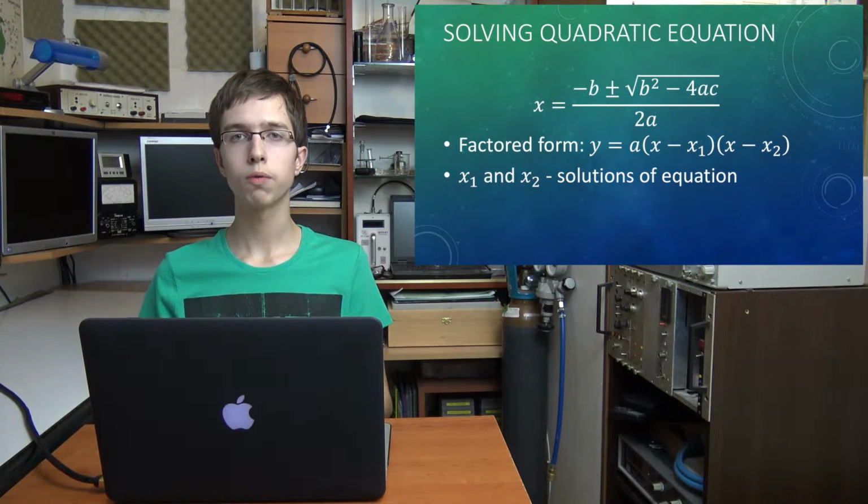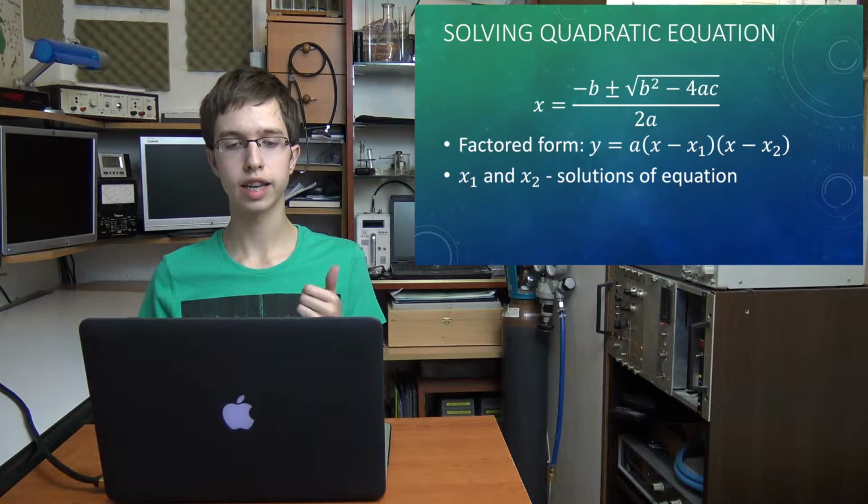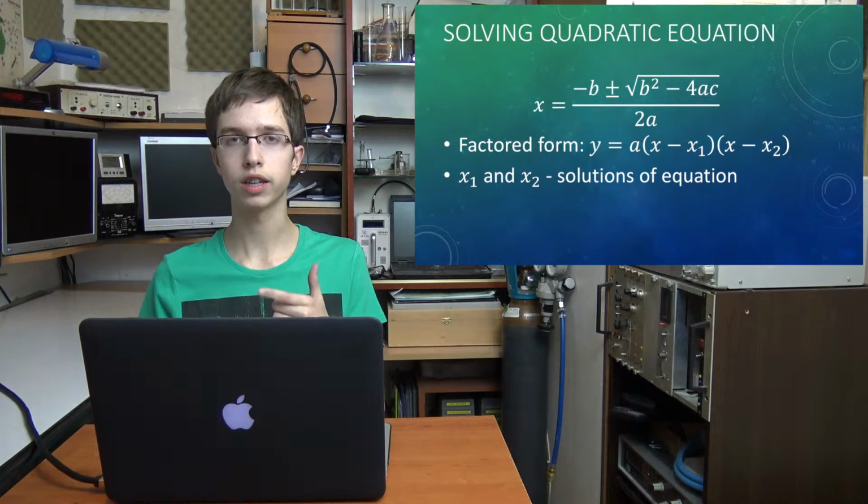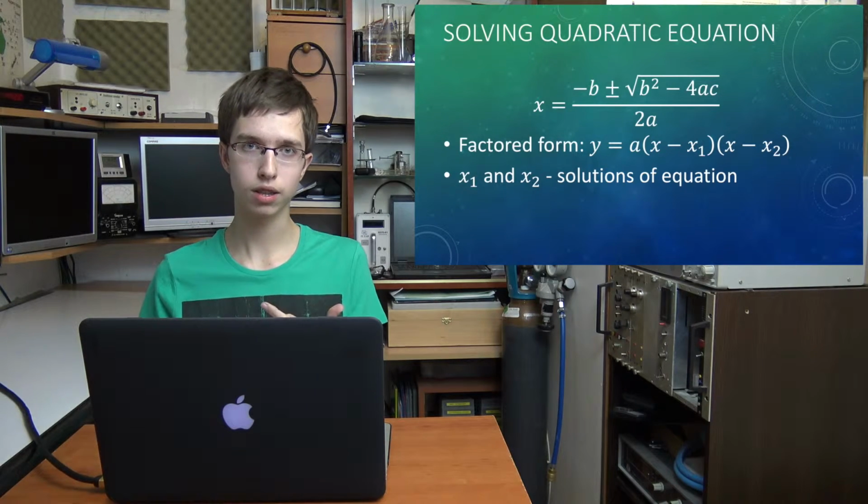Factored form is a form of quadratic equation which includes this x1 and x2, which are solutions of quadratic equation and can be complex or real numbers.